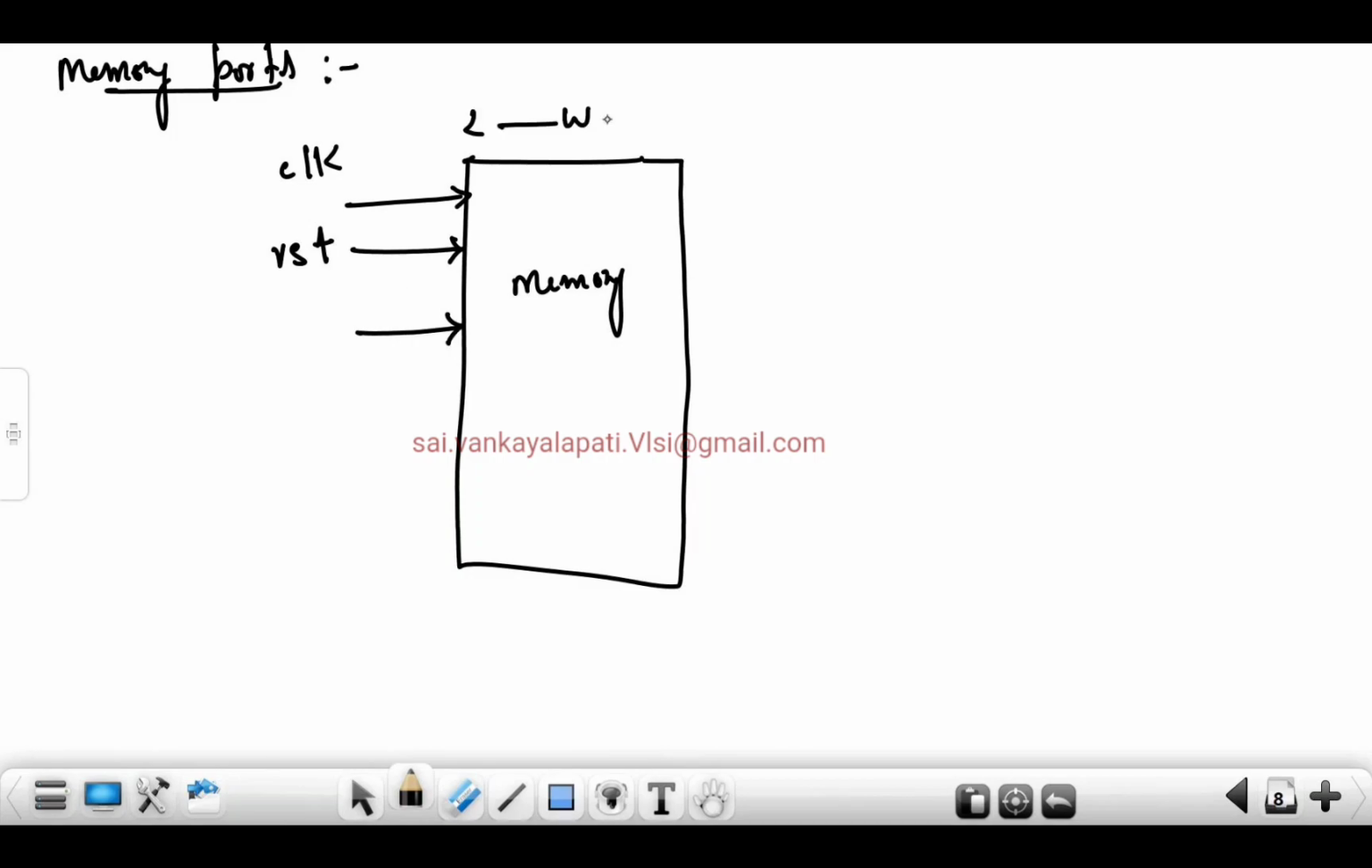This is the address bit we call, right? This is the depth. From this depth, we know how many locations you will get. In each location, what is the address bit? So I need an address. Address is one input. Correct? Then what is another input we can call?